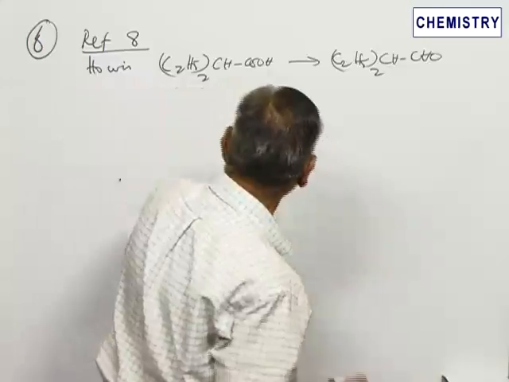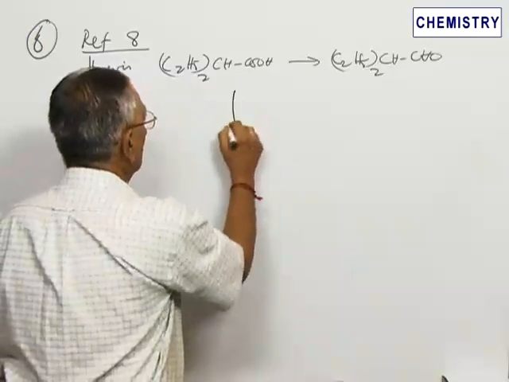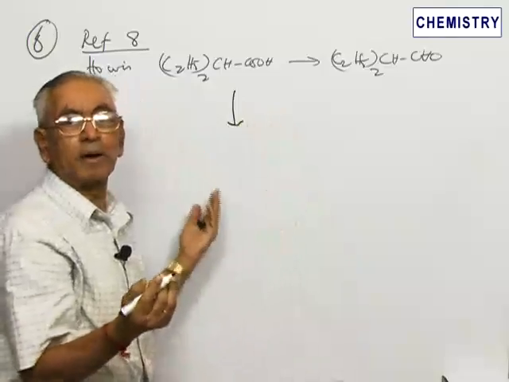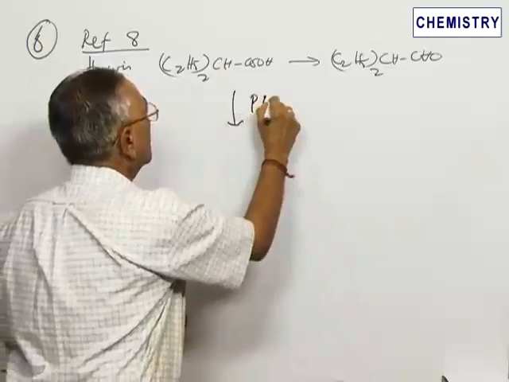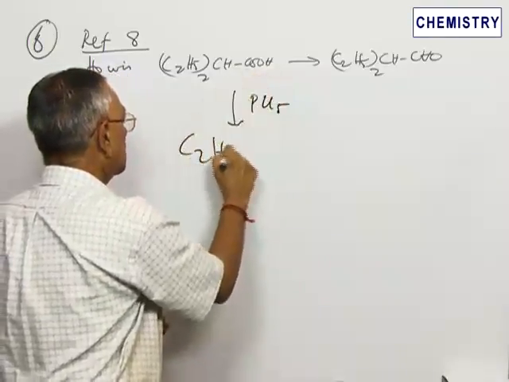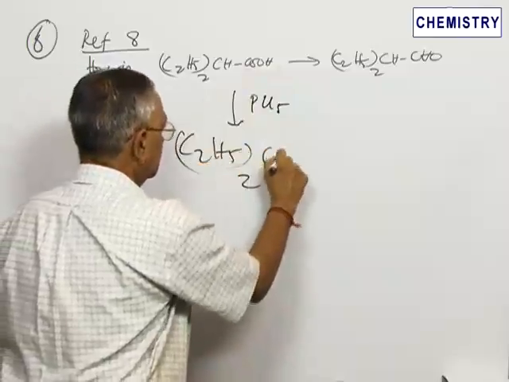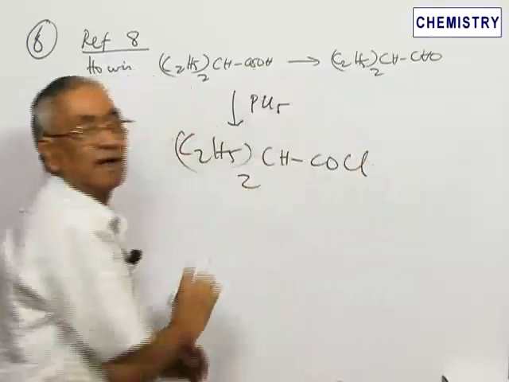This acid can be converted to the acid chloride. Then there are a number of methods by means of which you can convert this to the acid chloride, SOCl2, PCl5 or any one of the common methods. So this will become (C2H5)2CH, and instead of COOH, this will become COCl, the acid chloride.